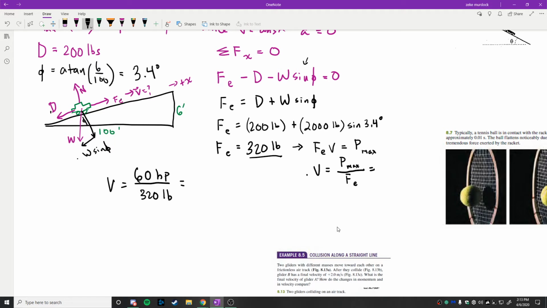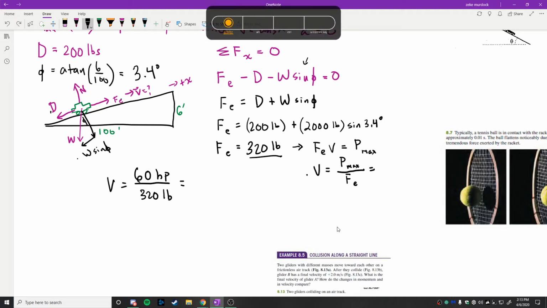I'll repeat the question in case, I know I've still got some disconnecting issues and random drops and stuff like that. The question is, can I just take 60 over 320, or do I need to convert the horsepower?